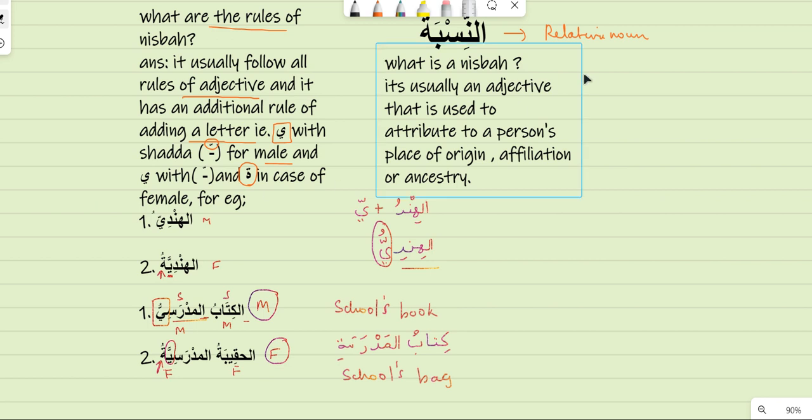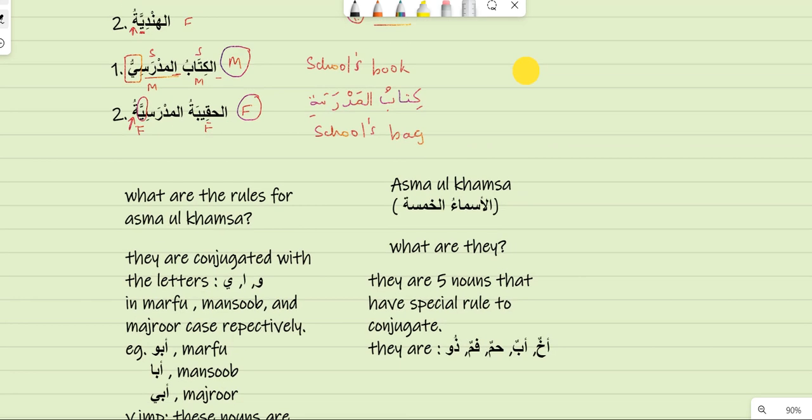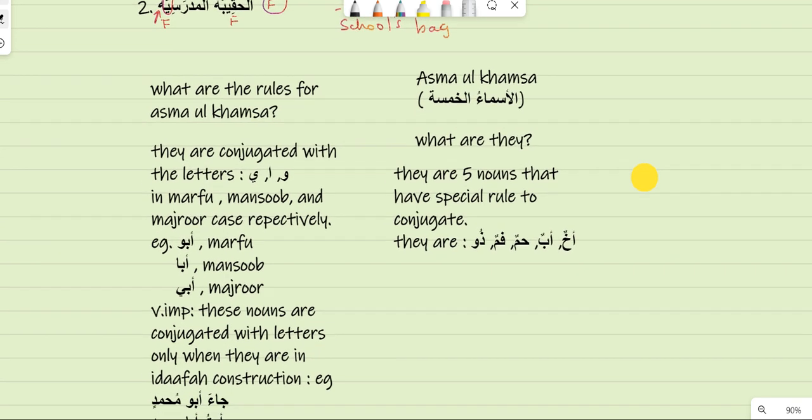Know that in English you can say relative noun. The rules are attaching ya with shadda, and in case of feminine, a ta marbuta is attached, and it comes to show the affiliation or the belongingness or the origin or the ancestry. Just that. Now let's go to another rule, Asma ul Khamsa.